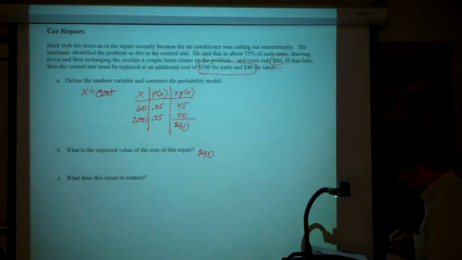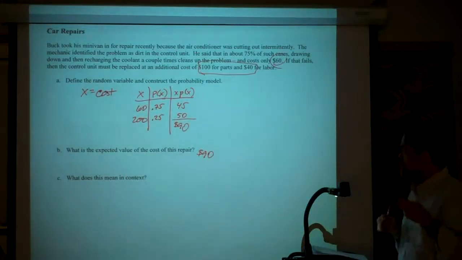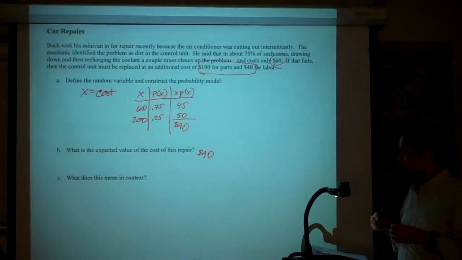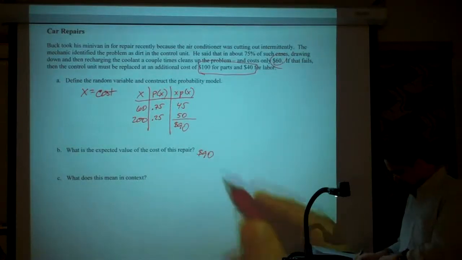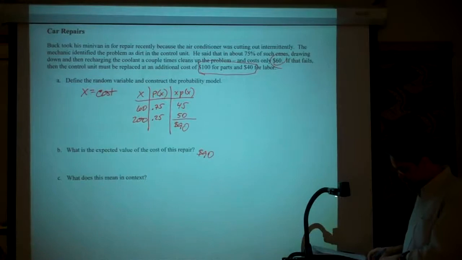Alright? So that's what that means in context. Not that I actually expect to pay $90, but that I would expect to pay an average of $90 if this were to happen over the long haul.